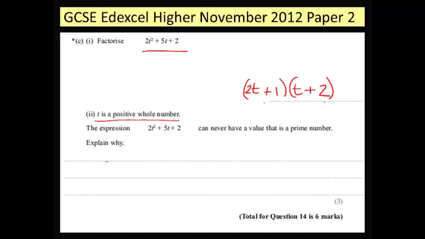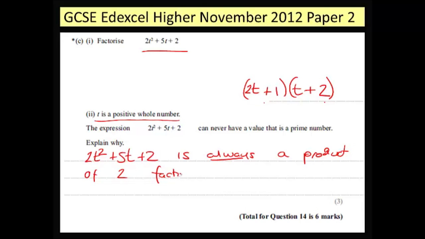So the explanation for this is that this expression, 2t squared plus 5t plus 2, is always a product of 2 factors. And that's the bit up here where we said that this was times by this, so I've shown that there are 2 factors of this thing. The other thing I needed to add on is that neither of these are 1. Okay, and that's that question answered.